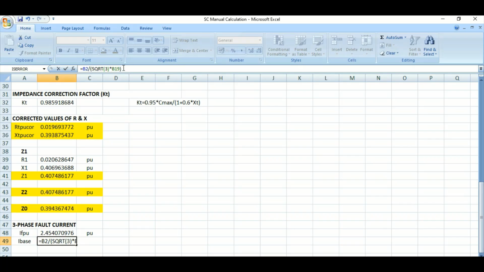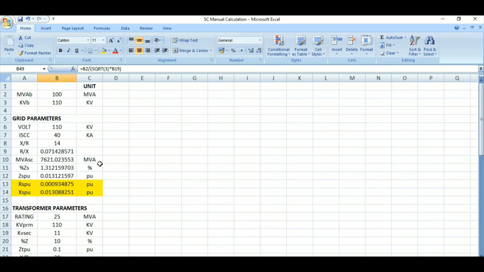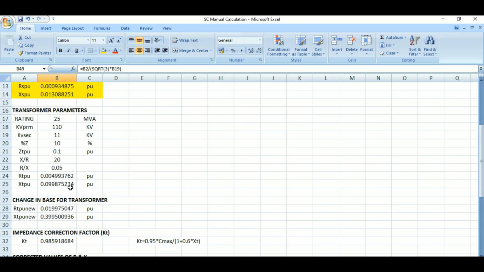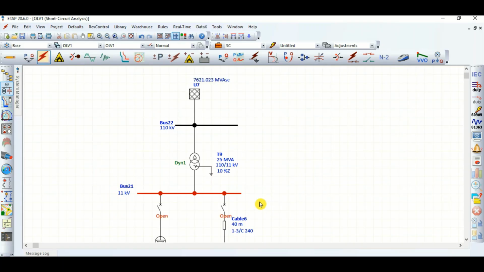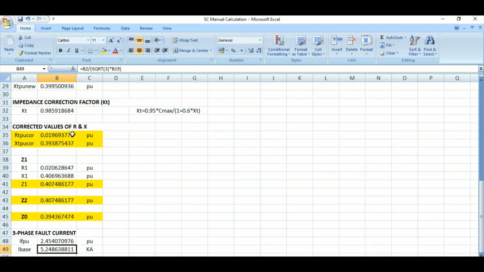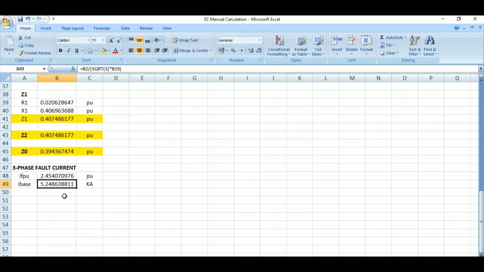This base current is in kiloampere: base MVA, that is 100 MVA, divided by root 3 into base kV, the 11 kV system. Now our base kV is 11 kV because we are checking the fault current at the 11 kV side. If it was the 110 kV side, then the base kV would be 110. So MVA by kV gives kiloampere. So 5.24 kiloampere, this is the base current.